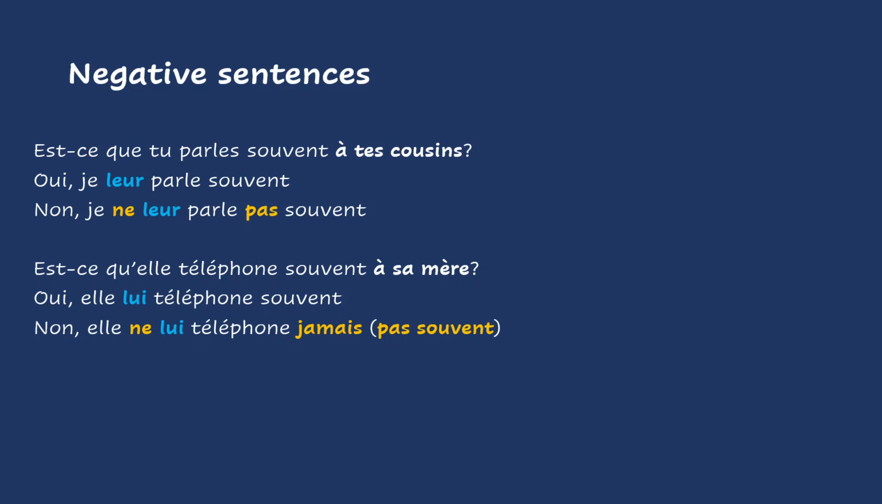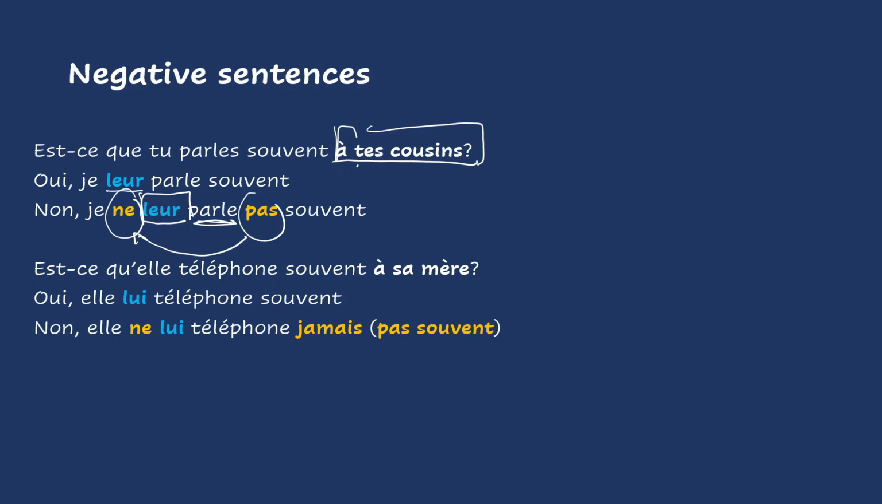In negative sentences now: est-ce que tu parles souvent à tes cousins? Oui, je leur parle souvent. That's the normal, affirmative sentence. Now, in the negative sentence, remember, just as we always did, you place the pronoun in front of the verb and the negation surrounds that block. Je ne leur parle pas souvent. So you use leur here because you have the preposition à with a noun that is plural, and here it's masculine.